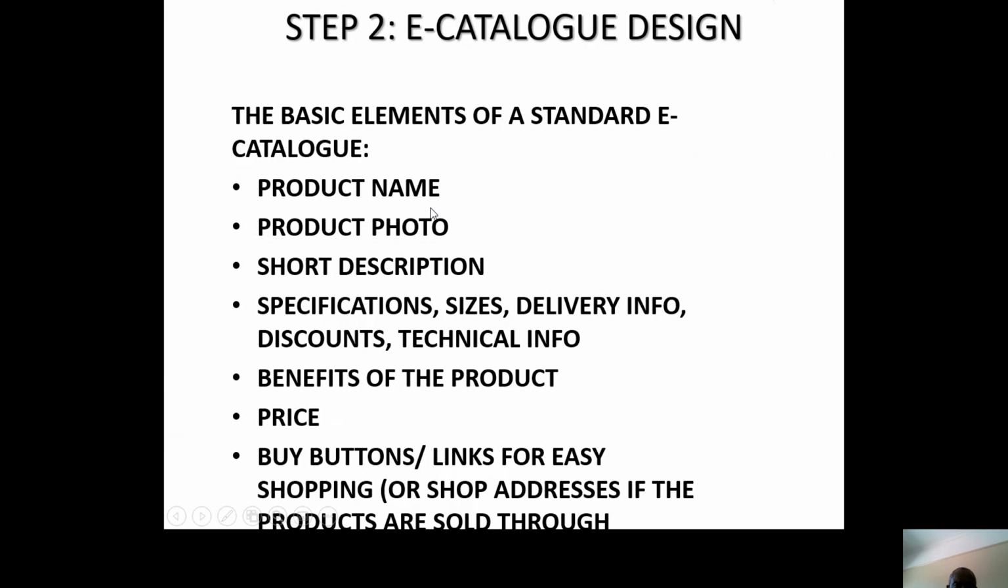Then step 2, catalog design. Basic elements. You must have a product name. You must have a photo. You must have a short description, specification, size, delivery information, benefits of the product, the price, that which is required by the customer, so that the customer, look at the last bullet point, just presses the buy button. And there you are. They are now selling your product. That's the result of catalog design.